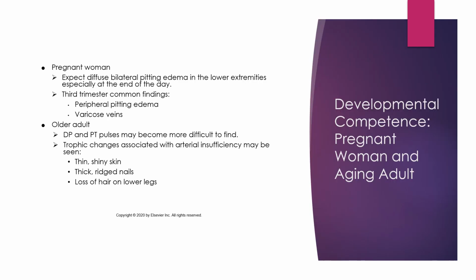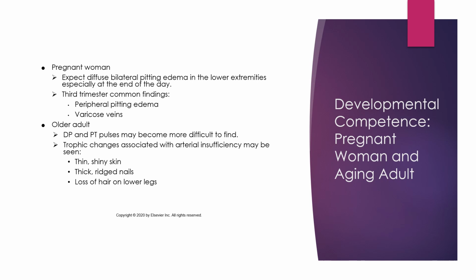In pregnant women, expect diffuse bilateral pitting edema in the lower extremities, especially at the end of the day and into the third trimester. Most pregnant women will have peripheral edema because of increased water retention. Varicose veins in the legs are also common during the third trimester. You want to make sure to remain alert for generalized edema plus hypertension. This could suggest preeclampsia, which is a dangerous obstetric condition.